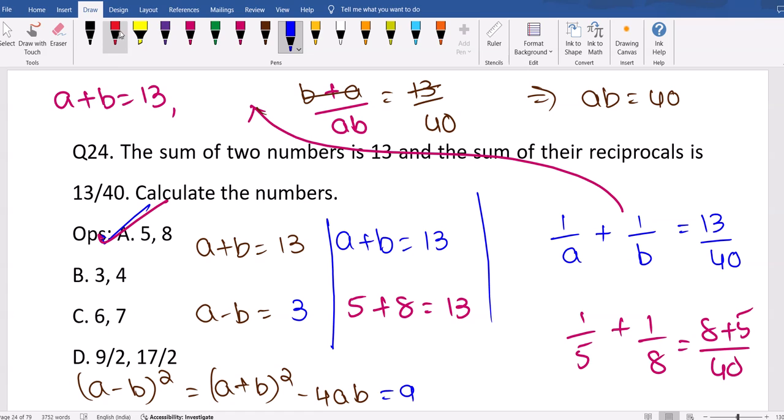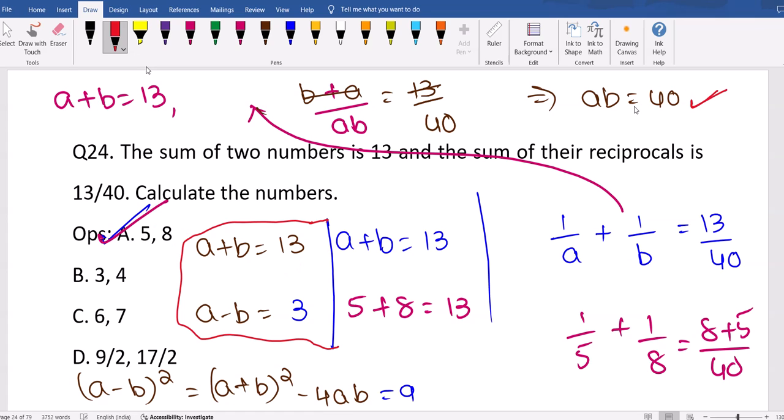Guys, you know A plus B and A minus B. Add those two, divide by 2: the larger number. 13 plus 3, 16 divided by 2, 8. Subtract: 13 minus 3, 10 divided by 2, 5. They may ask the product of the numbers. That's one type of question.